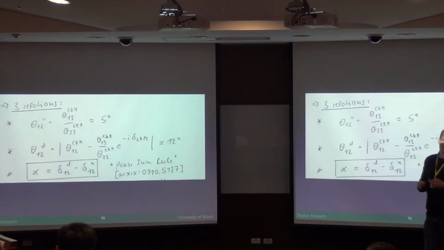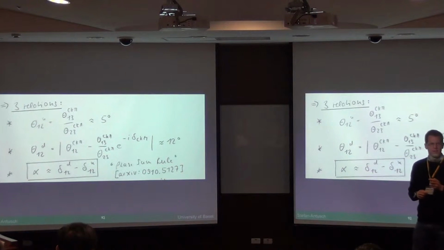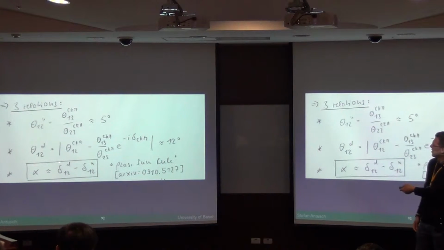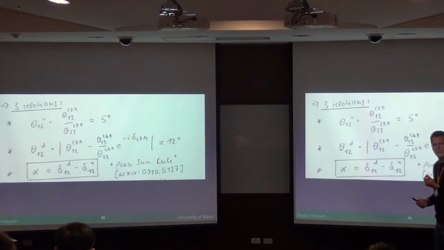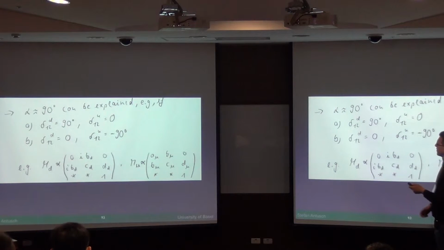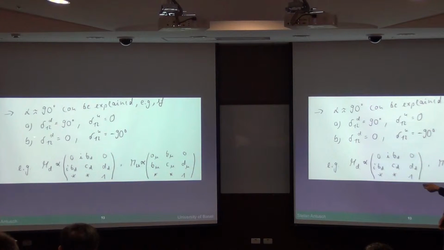Namely, that this angle alpha of the quark unitarity triangle is now given by the difference of these phases for the complex 1-2 down and 1-2 up rotations. So you can think about this as complex 1-2 rotations, which come with a phase. This difference is really just this angle alpha in the quark unitarity triangle. So this means what you can do is you can explain this alpha equal 90 degrees easily, where you have, for instance, 90 degrees here in the down sector, 0 in the up sector, or 0 in the down sector, minus 90 degrees here in the up sector.